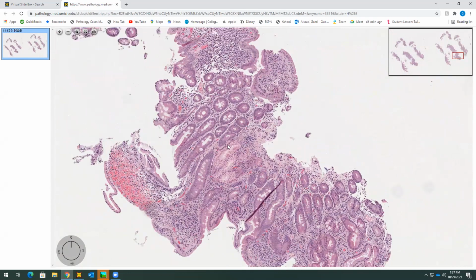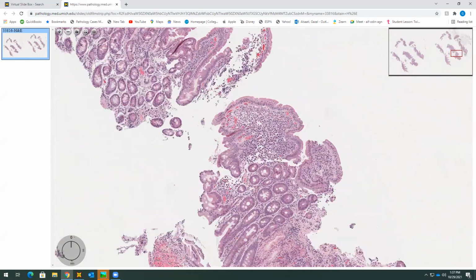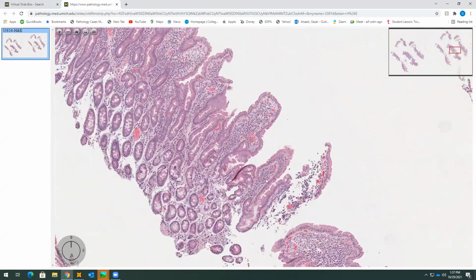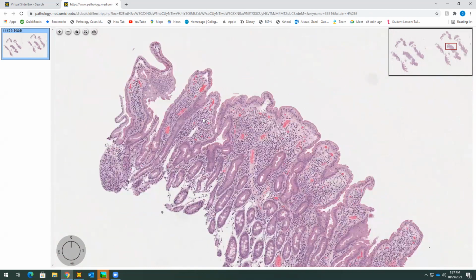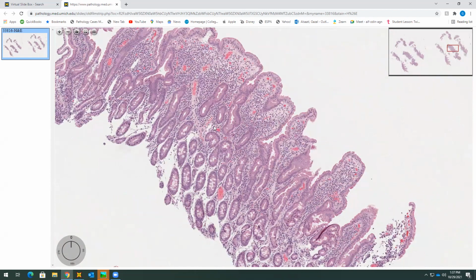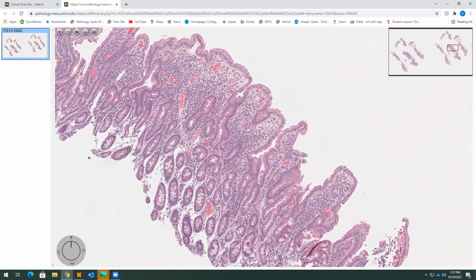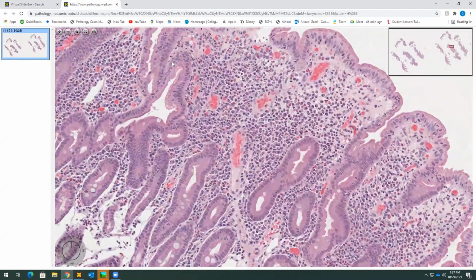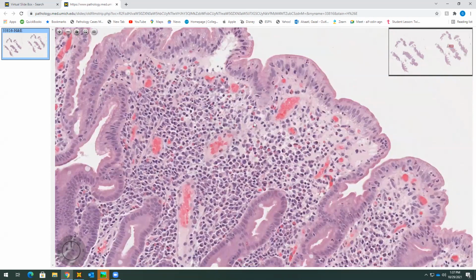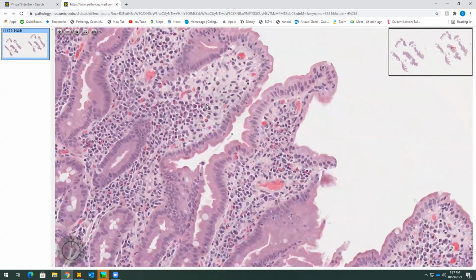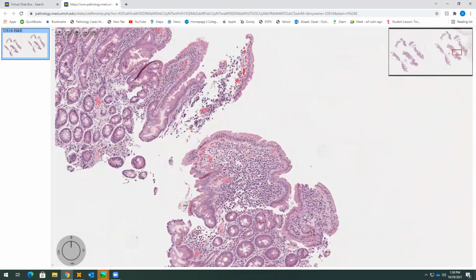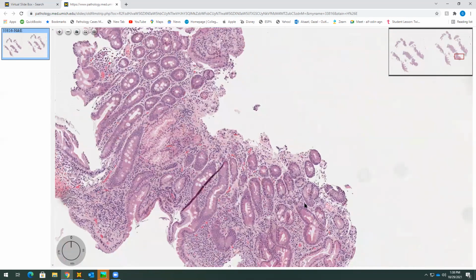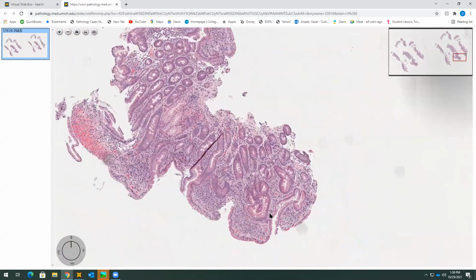I don't have foveolar metaplasia. I can't blame my activity on peptic duodenitis. Okay, so now that checklist in my head is down. I have activity, no foveolar metaplasia, and I don't have ulceration. Okay, so in these cases, I will do an H. pylori immunostain.